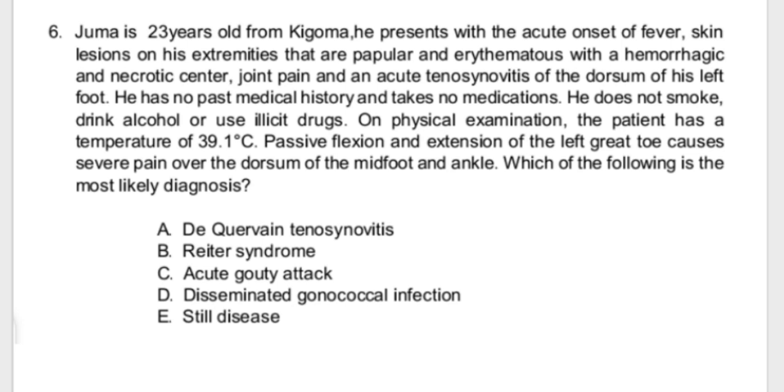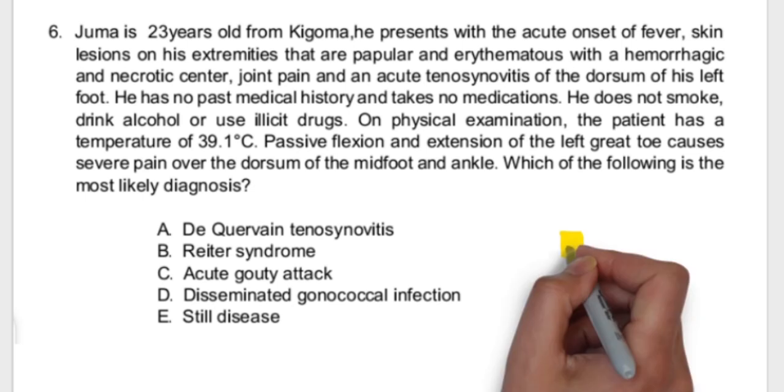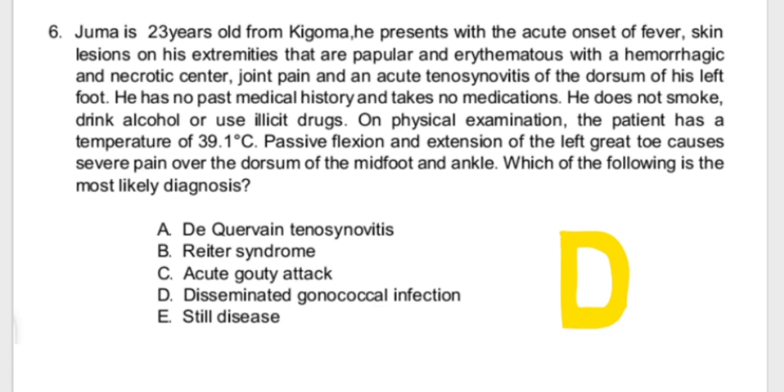On physical examination, the patient has a temperature of 39.1 degrees centigrade. The temperature is high. Passive flexion and extension of the left great toe causes severe pain over the dorsum of the midfoot and ankle. Which of the following is the most appropriate diagnosis? The answer is D. Disseminated gonococcal infection. This is not gout, because as you can see, it involves the dorsum of the foot. Look at the history. This is disseminated gonococcal infection.